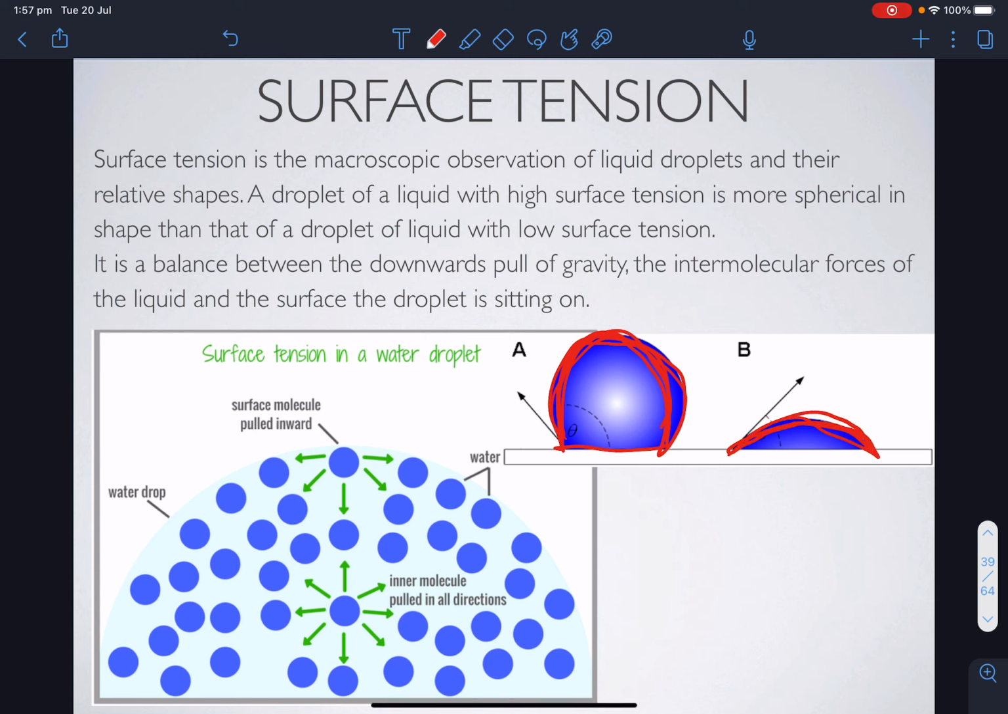Okay, so this surface tension is a balance between the downward force of gravity and the ability for the molecules to attract each other. So liquids that have high intermolecular forces like hydrogen bonding and dipole-dipole forces, like water, have high surface tension, but those that just have dispersion forces have low surface tension, so stuff like oil and that kind of thing.